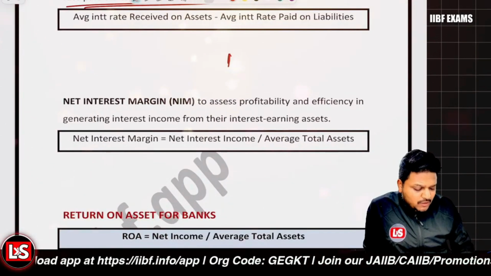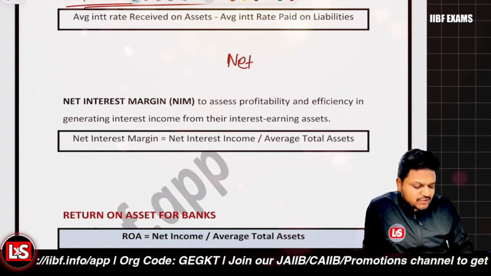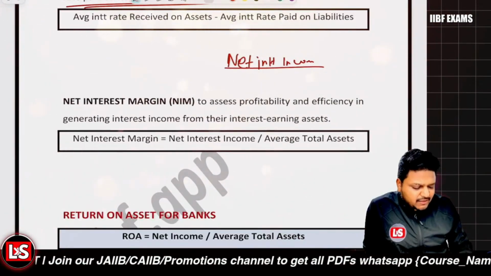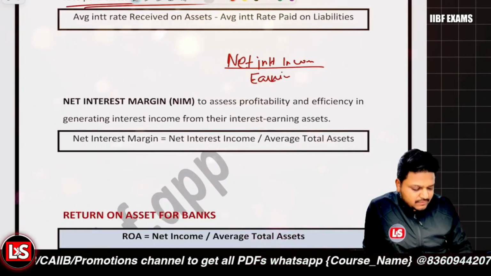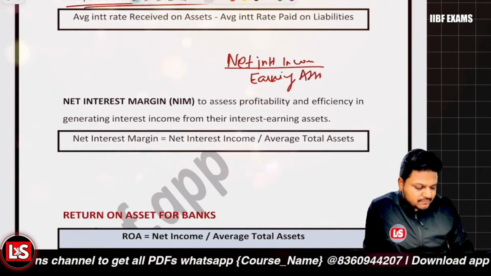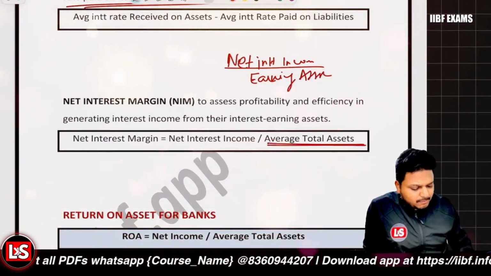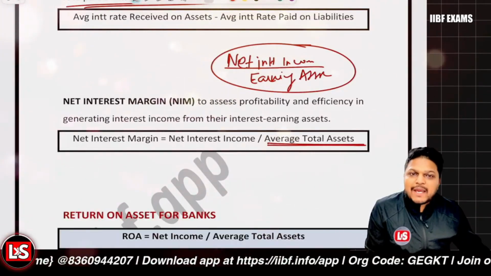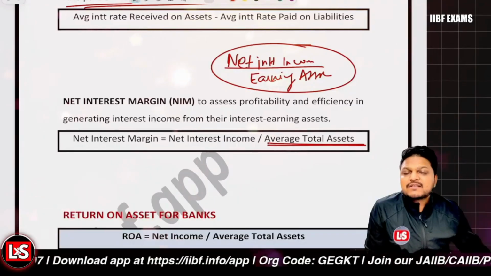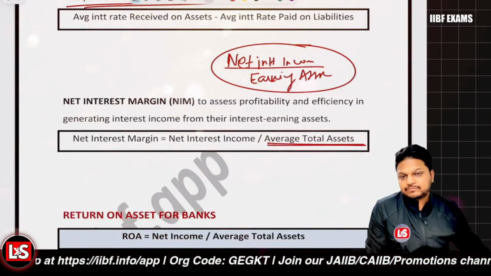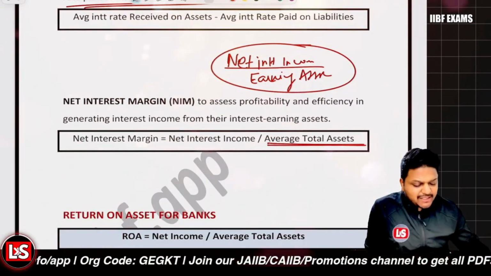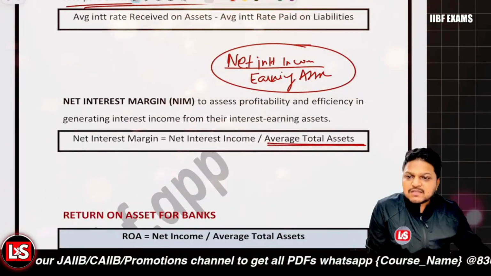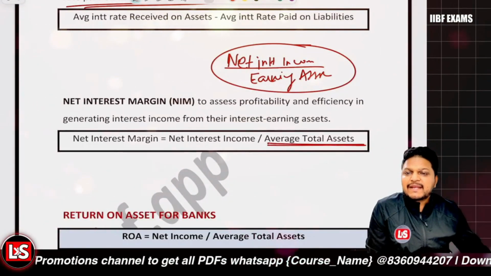So simply, the net interest income divided by the earning assets, we can say. You can also write the total assets, but more specifically, it's about the earning assets. So NII and average earning assets are the two components of the NIM. When we're talking about earning assets, we're talking about those assets that are generating income, such as loans, advances, investments. That's basically the NIM.